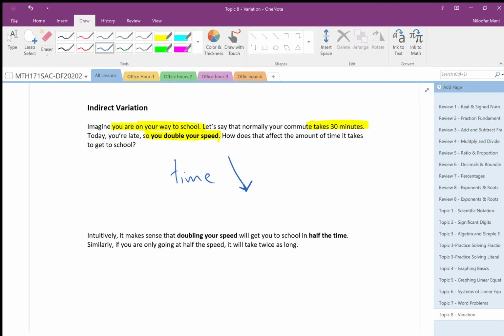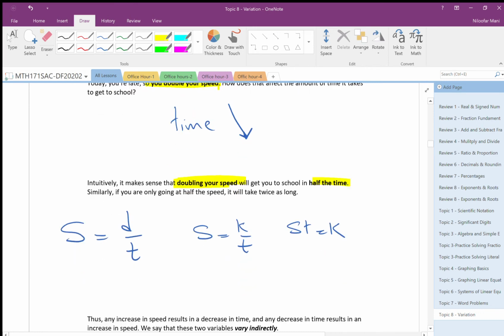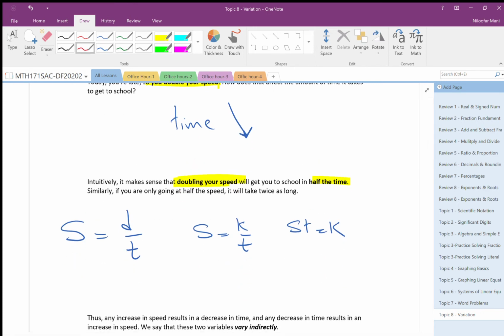So yes, when you double the speed, time goes half. How can I show this? Speed is distance over time. Distance is constant, so S is K over T. So S times T is K. So I multiply S by 2.